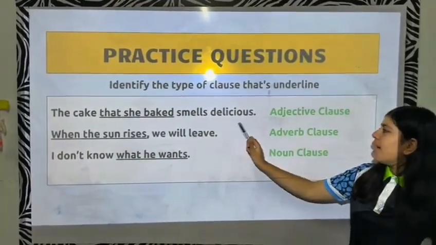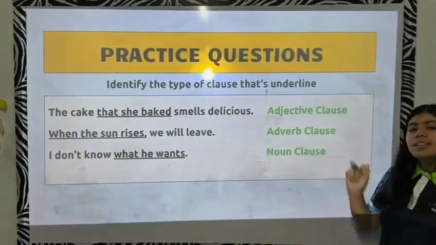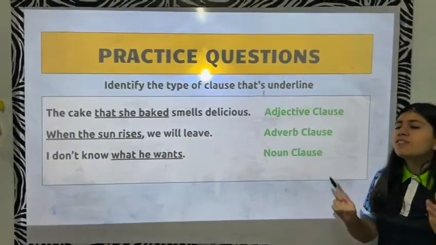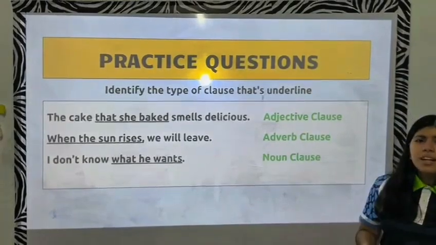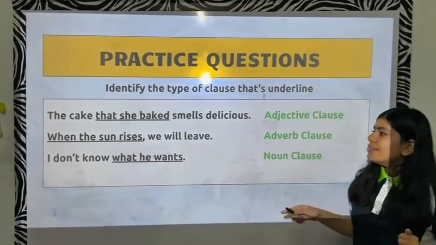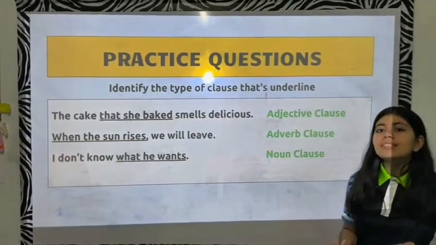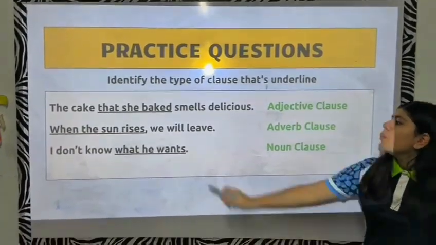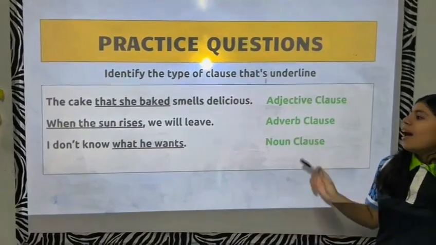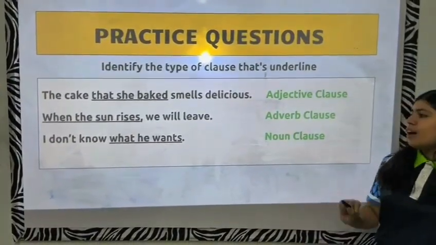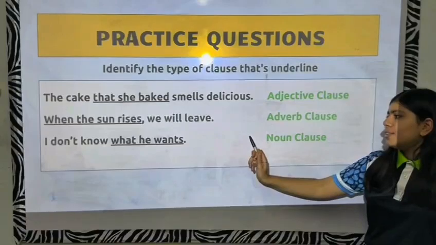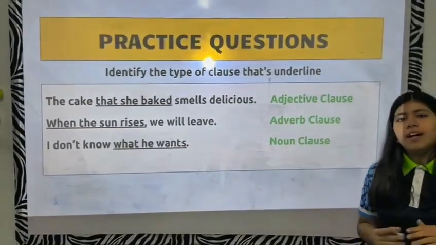The cake that she baked smells delicious. It's an adjective clause. Why? Because it starts with "that she baked," and it's describing a noun, cake. Now, when the sun rises, we will leave. It's an adverb clause because it starts with "when," and "will leave" is a verb that it modifies. And the noun clause is "what he wants."